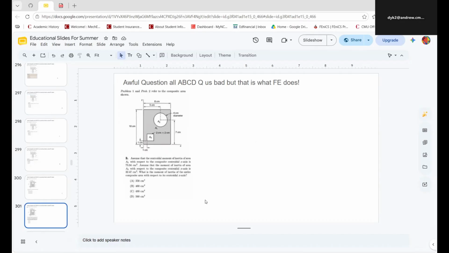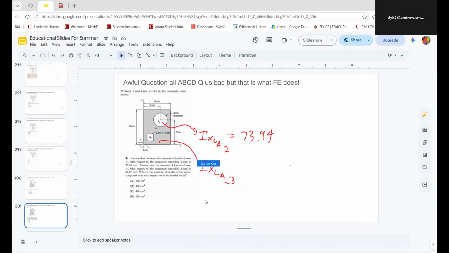So this is getting inertia of A2 to the composite centroid x-axis is this. So basically this is saying that over here A Xc of area 2 equals 73.94.